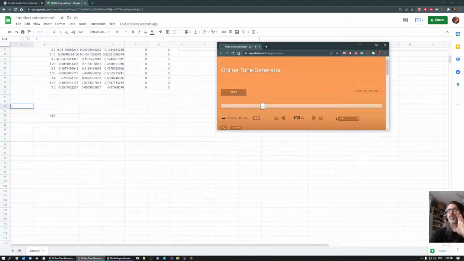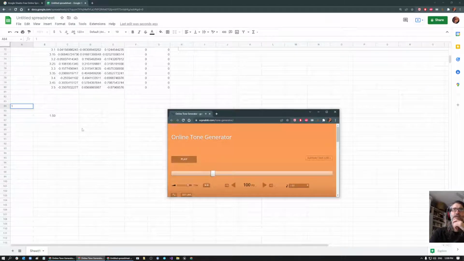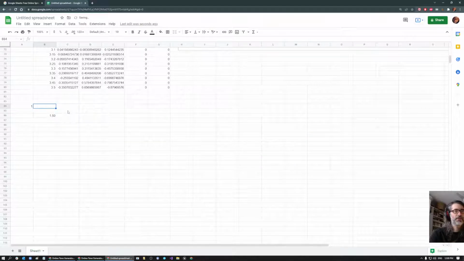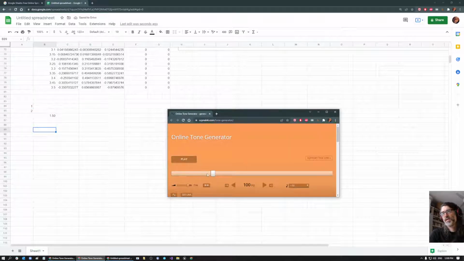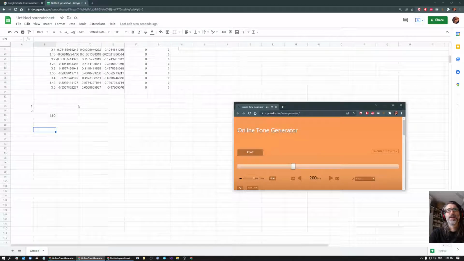We know we want this to be our base. So the second one will be 2. It's 2 times this, so we're going to 200. So we have this one too. And all our notes will need to be in between these two. And we want to find the ones that sound right.